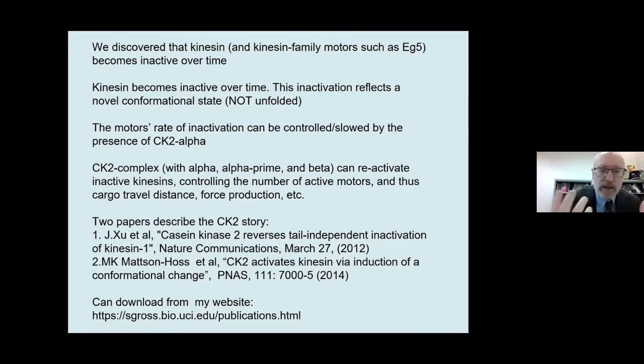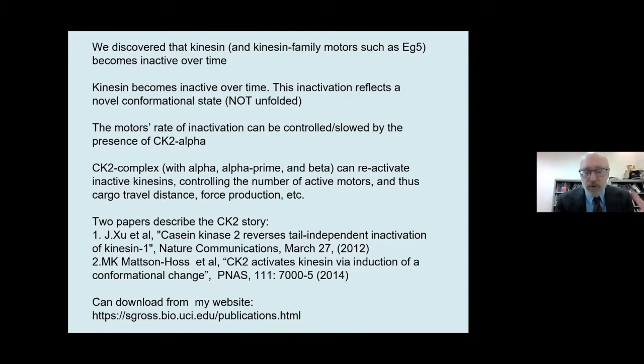In any event, it's a complex, and if you have the whole complex, you can actually reactivate inactive kinesins. So if you take the inactive ones, you treat them with CK2 holoenzyme, they become active. And so you can tune the rate of inactivation by the amount of CK2 alpha, and by having the CK2 complex interact with the kinesin, you can reactivate it. And the cells actually do indeed have varying levels of CK2 alpha under different conditions.